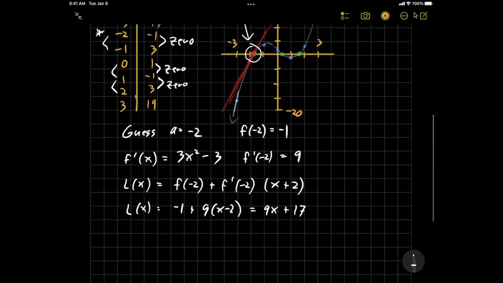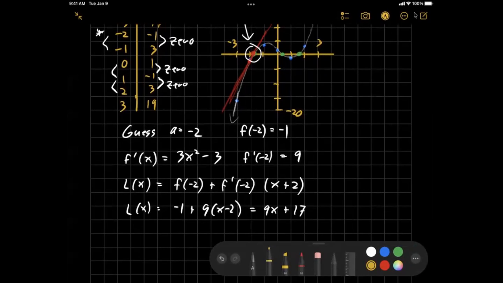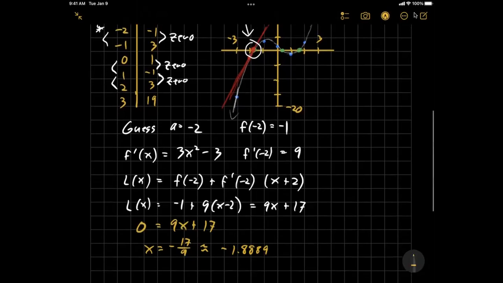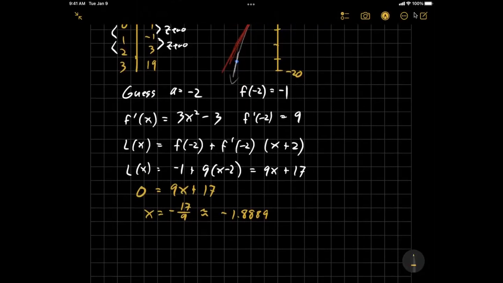Now, to find the 0 of the tangent line, all we have to do, let's switch over colors here, is set L of x equal to 0. So we want to find out where 9x plus 17 is 0. With just a little bit of algebra, you can see that's -17/9, which, as a decimal approximation, is about -1.8889.